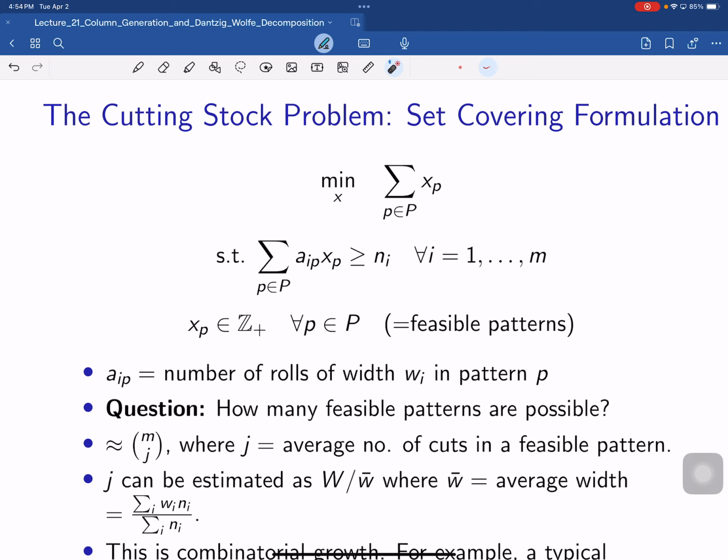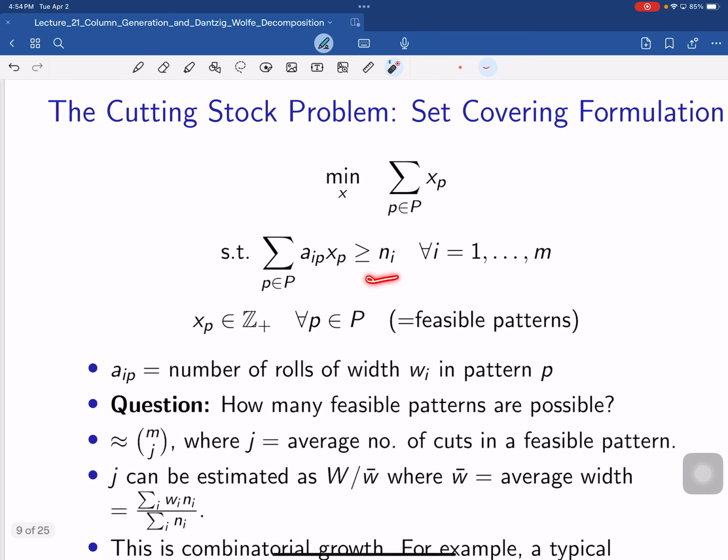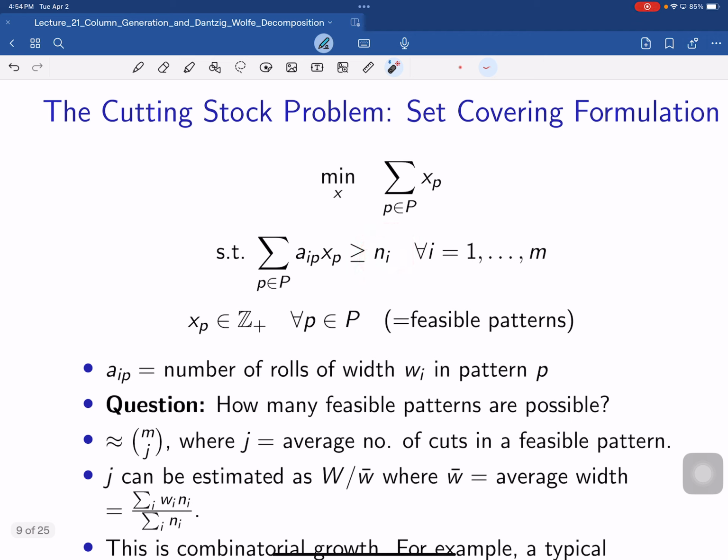So we have this set cover formulation which says, if you have all the possible feasible patterns, then you sum them up. They have to be greater than or equal to the demand for a given width i, right? And then let's assume you have m different widths you want to produce. In our problem, the different widths are 25, 35 and 40. That's the different widths we have.